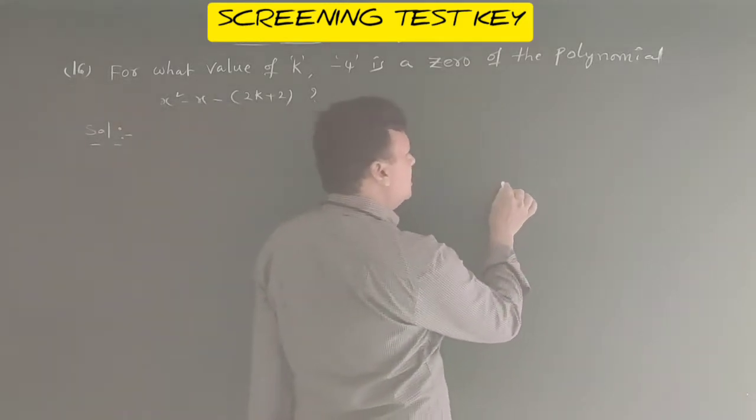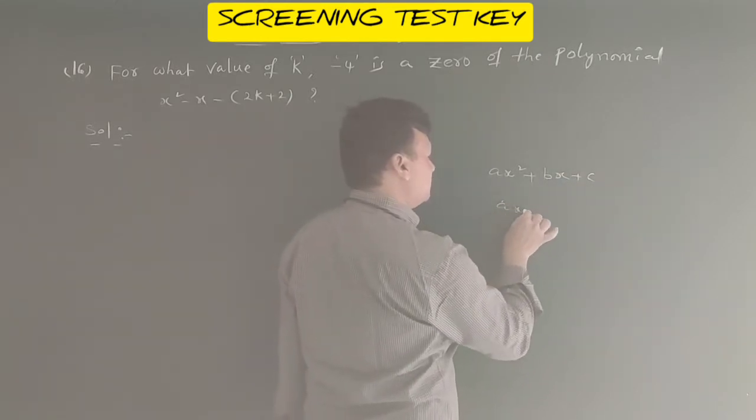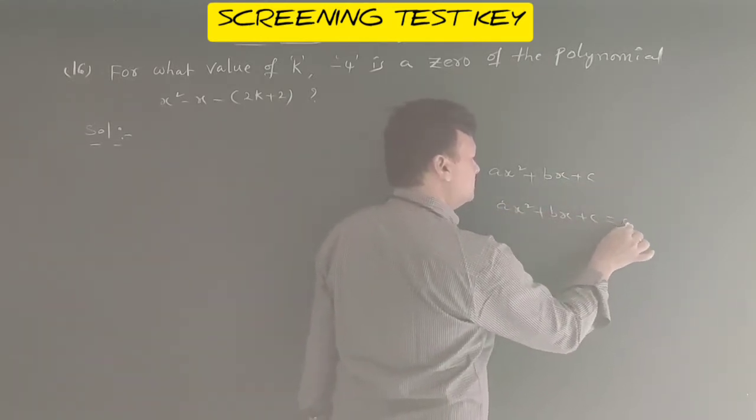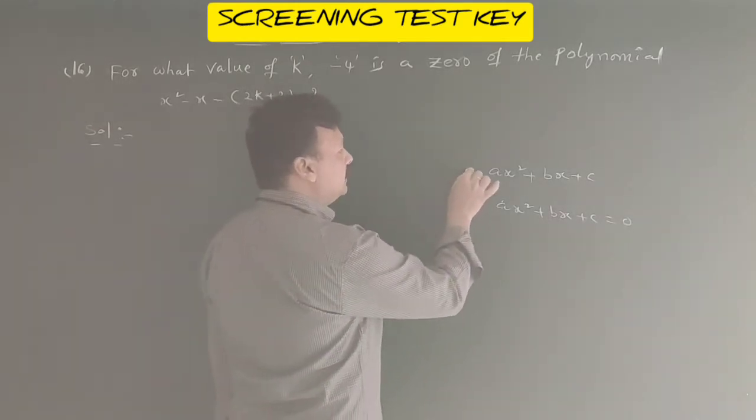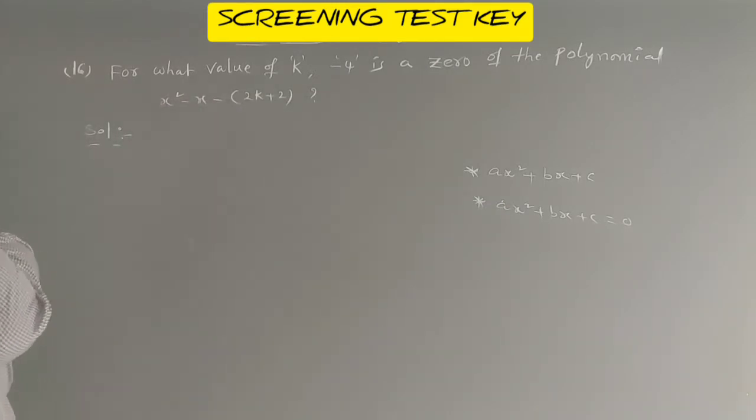For example, ax square plus bx plus c, and ax square plus bx plus c equal to 0. Here, the difference between the two given expressions is, the first one is only an expression, ax square plus bx plus c, and the second one is an equation. First one is expression, second one is equation. For an equation, we have roots. For an expression, we have zeros.